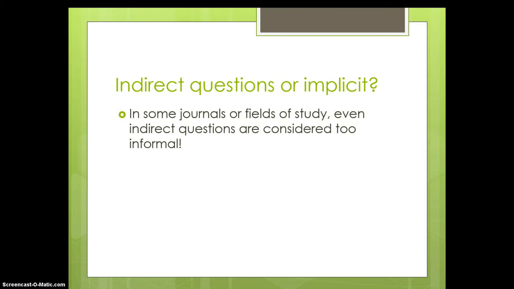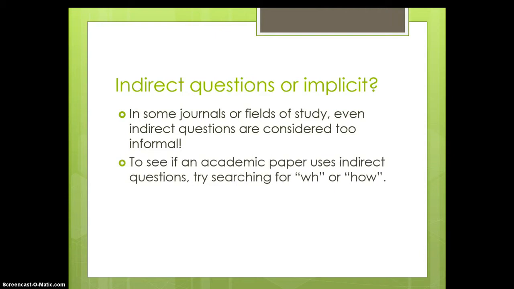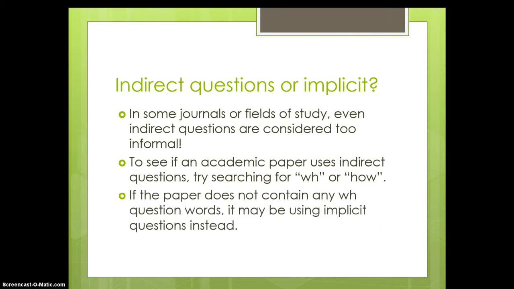So, how do you know if you're dealing with this kind of writing style? Well, do a search in one of these papers for WH, or perhaps the word how, and you'll find a lot of things that are not question words, words that just happen to contain WH. You'll probably get some relative pronouns like who and which, but look and see if anything there is a question word. And if not, it's probably using implicit questions instead. Don't say that it's just not using questions, because again, there's got to be some kind of a question that the paper is trying to answer.